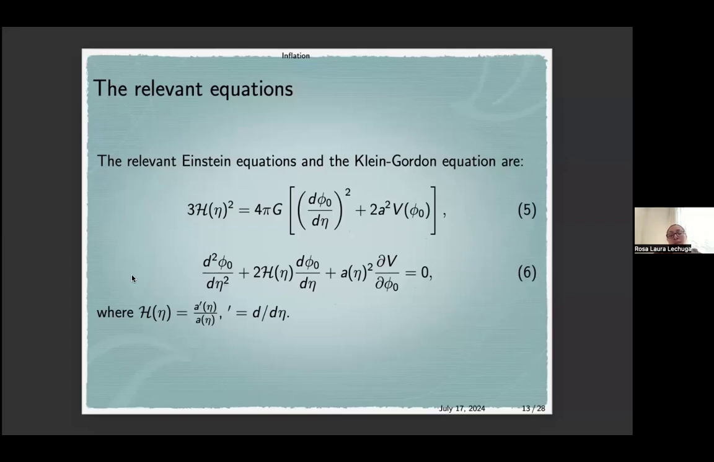So we have these two dynamical equations, and using those equations we can read the dynamics of the early universe. But what we should have in mind, the idea.